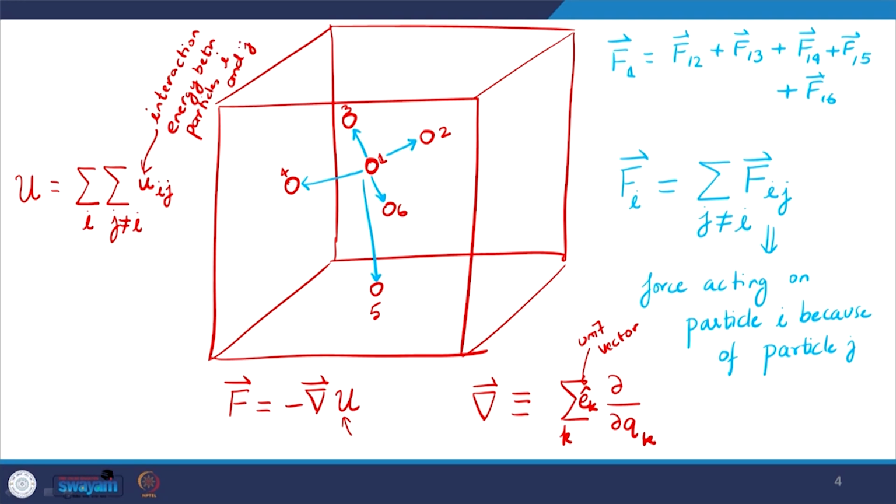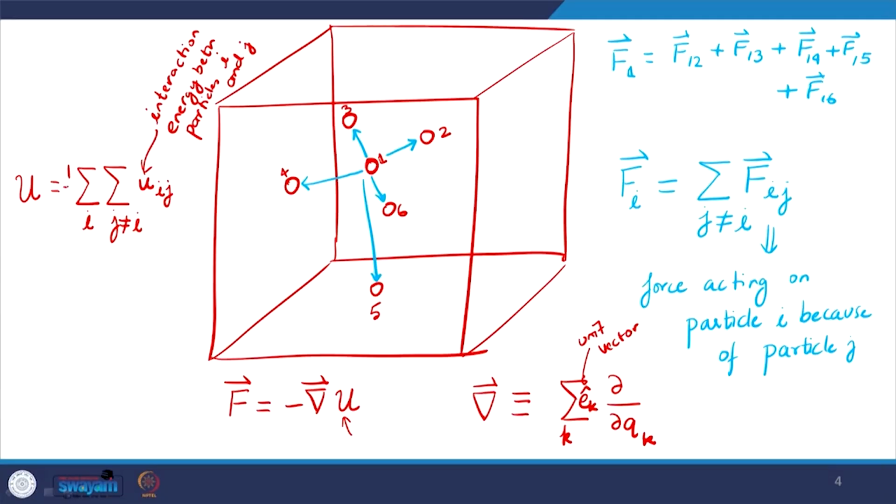And clearly, when we do that, we will be counting every interaction twice, because if I count the interaction between 1 and 2 in this picture, in the sum you will have U12, but then you will also have U21, but both represent the same energy. In terms of forces, they are acting on different particles, but in terms of energy, it has to be counted only once, not twice, because every interaction contributes only once to the sum. So, therefore, we need to multiply this by 1/2.